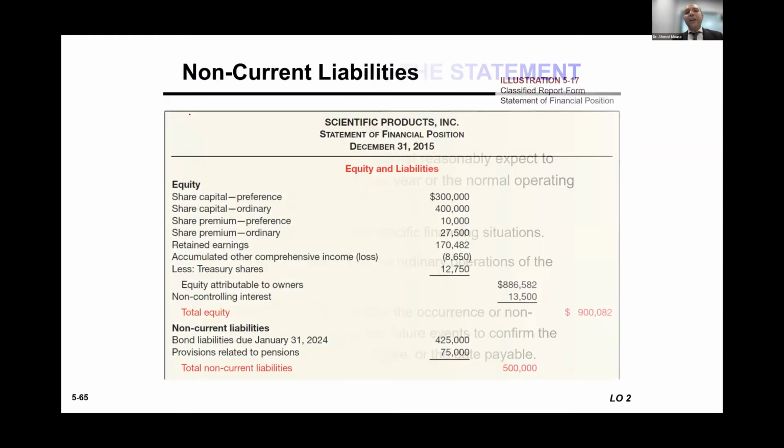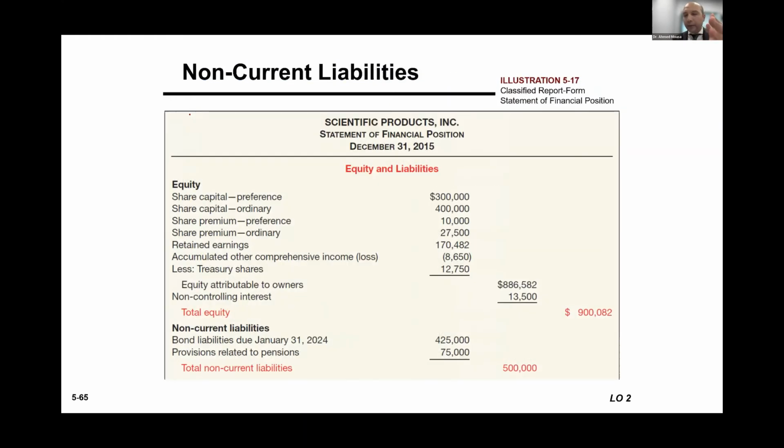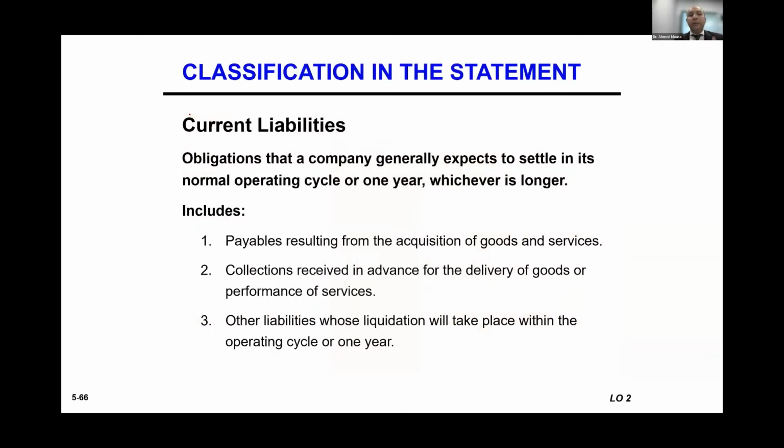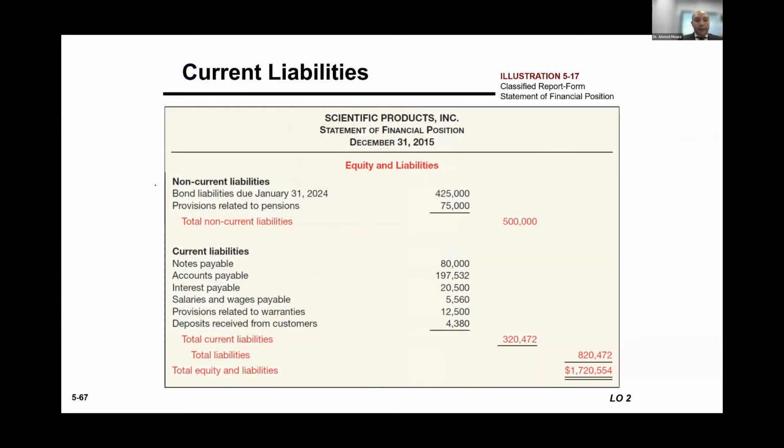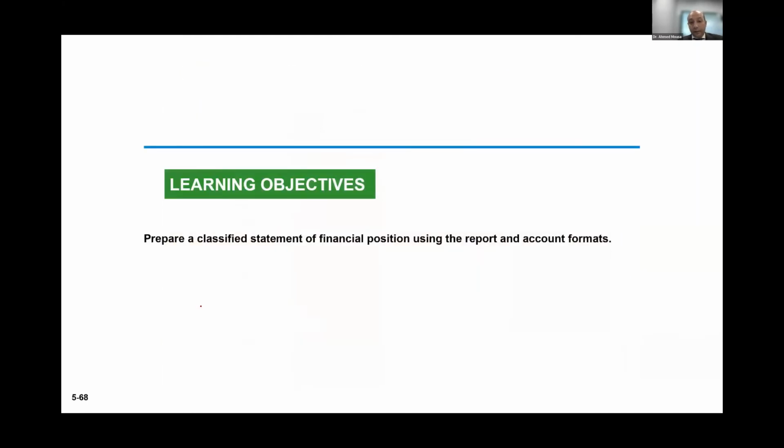So the classification between current liability and non-current liability is only due to when you are going to pay: within 1 year or after 1 year. Within 1 year, it will be current. Current liabilities are any money that you pay, for example, to the vendors within 1 year. So this is a current liability. And these are examples of current liabilities, how you can classify them.